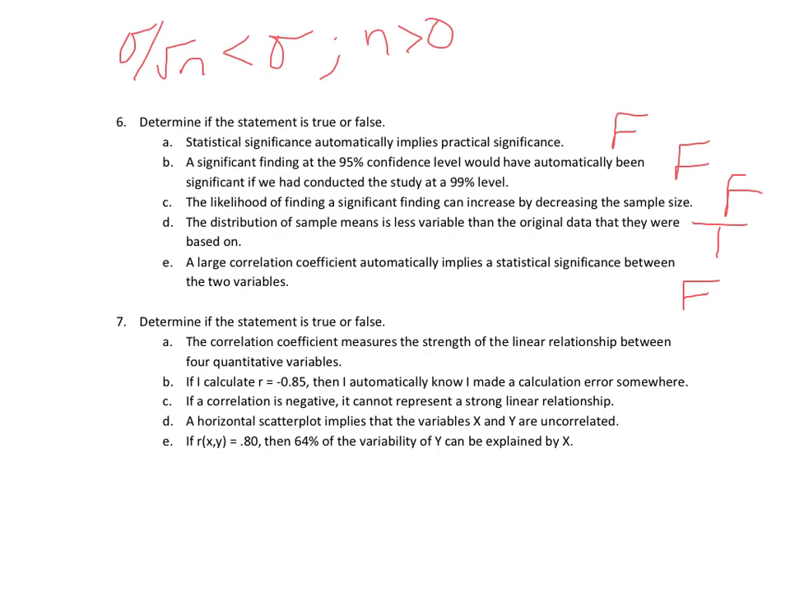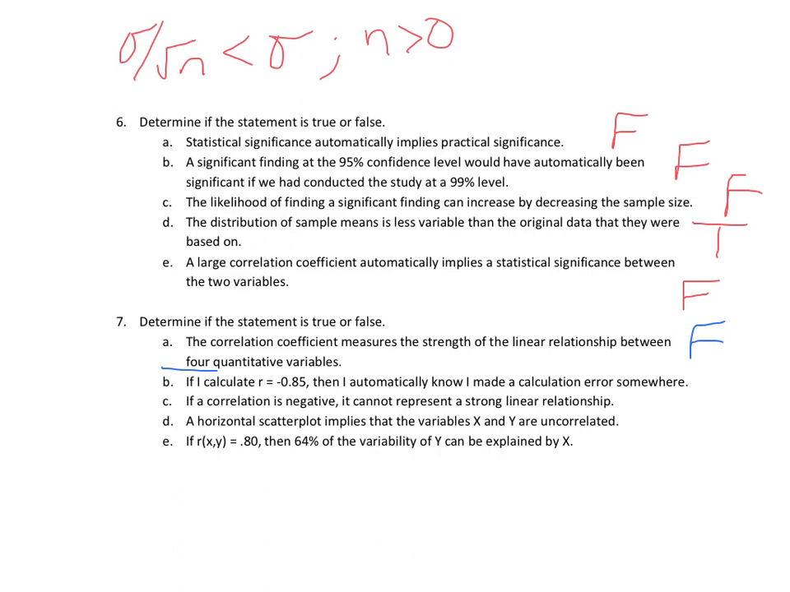I have more true-false. I'll keep on moving here. Number 7. The correlation coefficient measures the strength of the linear relationship between 4 quantitative variables. There's no way you should have gotten that one wrong. The answer, of course, is false, because it is 2 quantitative variables.